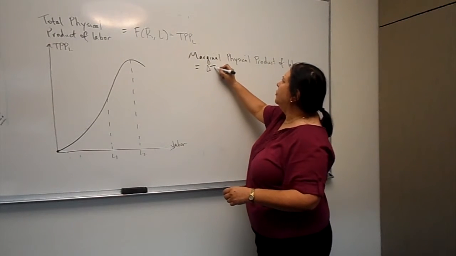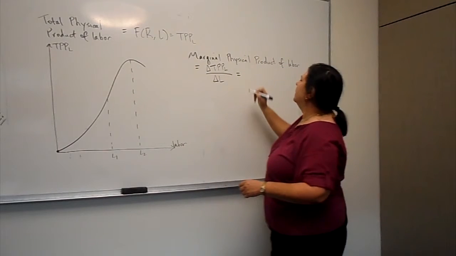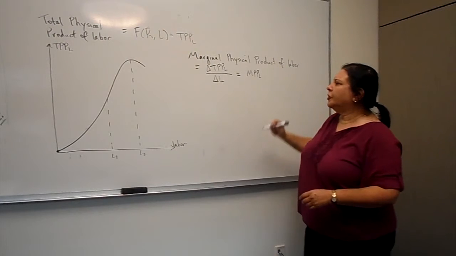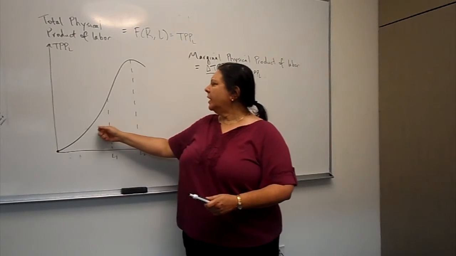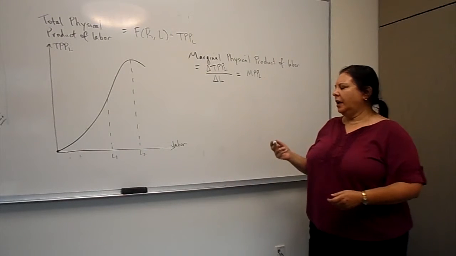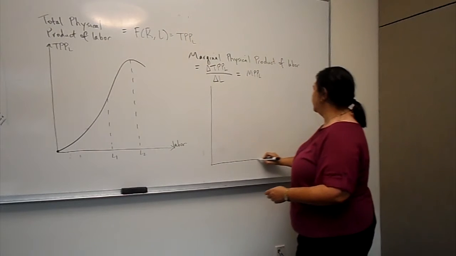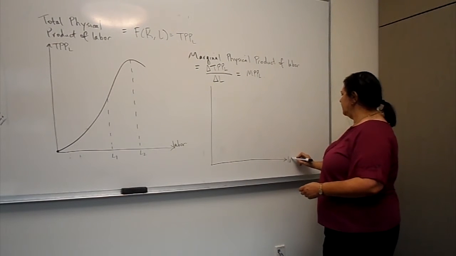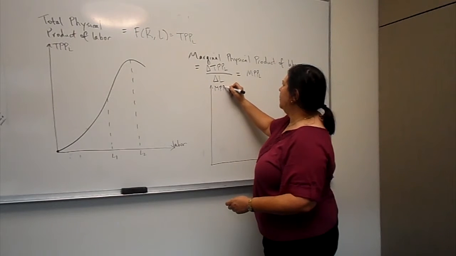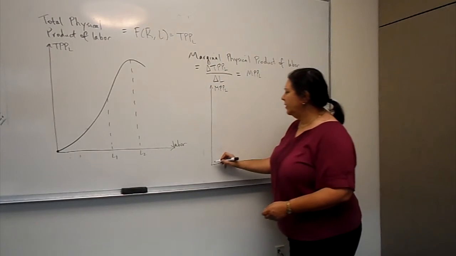We can define the marginal physical product of labor. It's the change in the total physical product for the change in labor, and we write it this way. So it's the rate at which the total physical product is changing. Okay? And the marginal physical product of labor looks like this, where this is again in units of the good we're producing, let's say chairs.